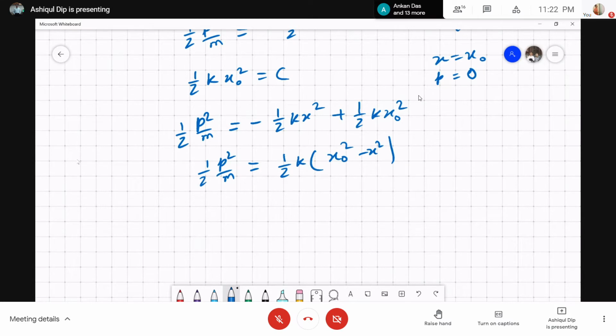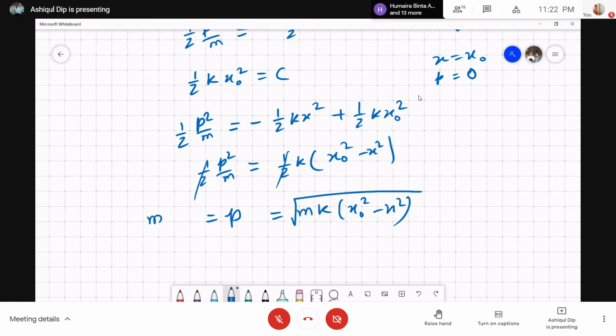So what you do at this step, you substitute your p. Take everything on the other side, so this half cancels out. Take m on the other side, it gives you mk, and take the square root, it gives you the square root of mk multiplied by x naught square minus x square. So this is your p. But for p, we know this is basically mx dot from the first Hamilton's equation, right? So now you divide both sides by m.